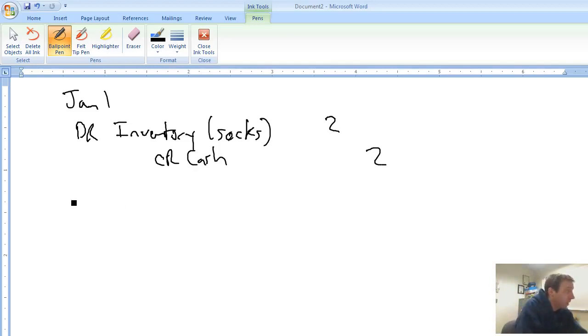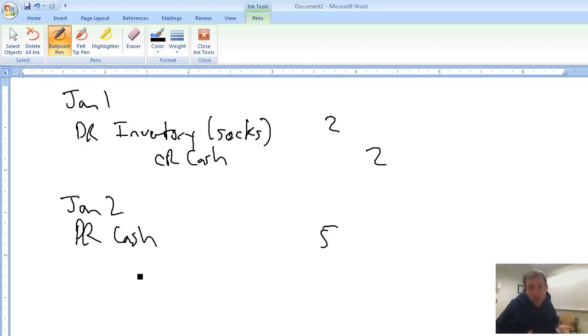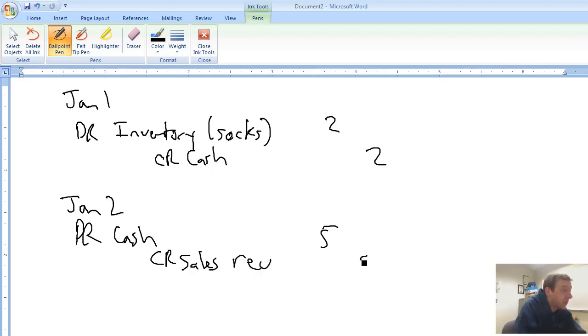Now it's January 2nd, and Walmart wants to sell their socks, or they do sell their socks. They do sell their socks on January 2nd. If they buy them for $2, they're probably charging $5, $6, $7. Let's assume though it's $5. So they get cash of $5 from their customer, and that's how Walmart earns money. This is a revenue to them, and Walmart's revenue is called sales revenue, and any retailer's revenue is going to be called sales revenue. So they earn sales revenue of $5.